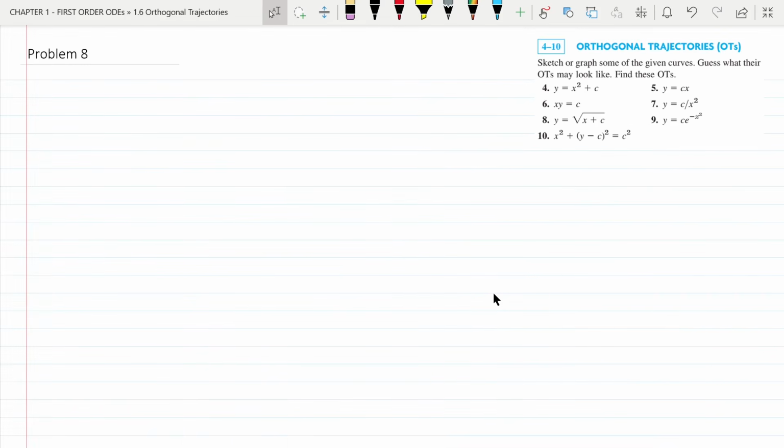Problem 8. The ODE given is y equal to square root of x plus c. The right hand side can be written as x plus c to the power 1 by 2. This implies y dash will be equal to half x plus c to the power minus 1 by 2 multiplied by the derivative of x plus c, which is 1, and this is from the chain rule of derivatives.